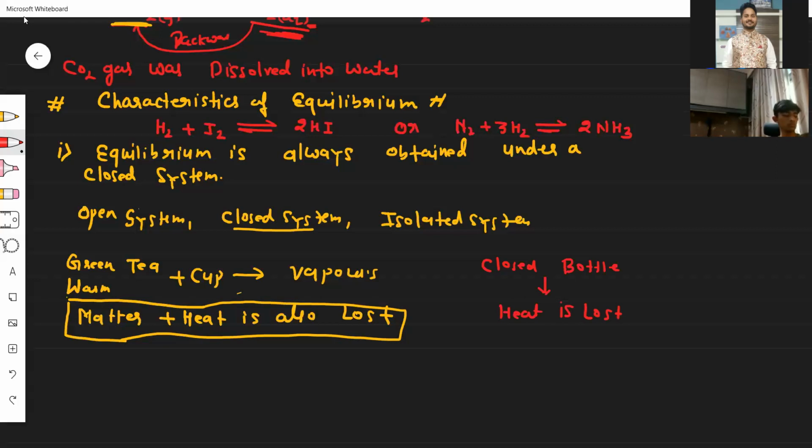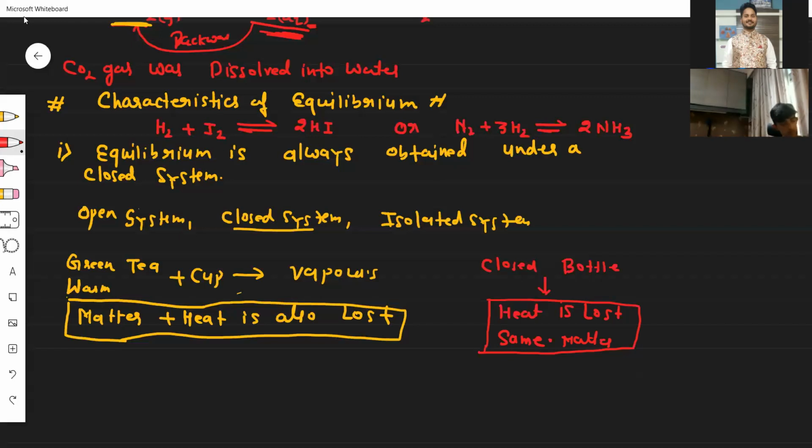And what about the amount of green tea? Is it going to remain the same, or will it decrease, or increase? The amount of green tea will stay the same, because the water vapor can condense and then fall back. Neither is there an increase nor a decrease. So when only a loss of heat is happening and the matter is not increasing or decreasing, the matter is the same. When there is neither loss nor gain of matter, that kind of system is called a closed system.